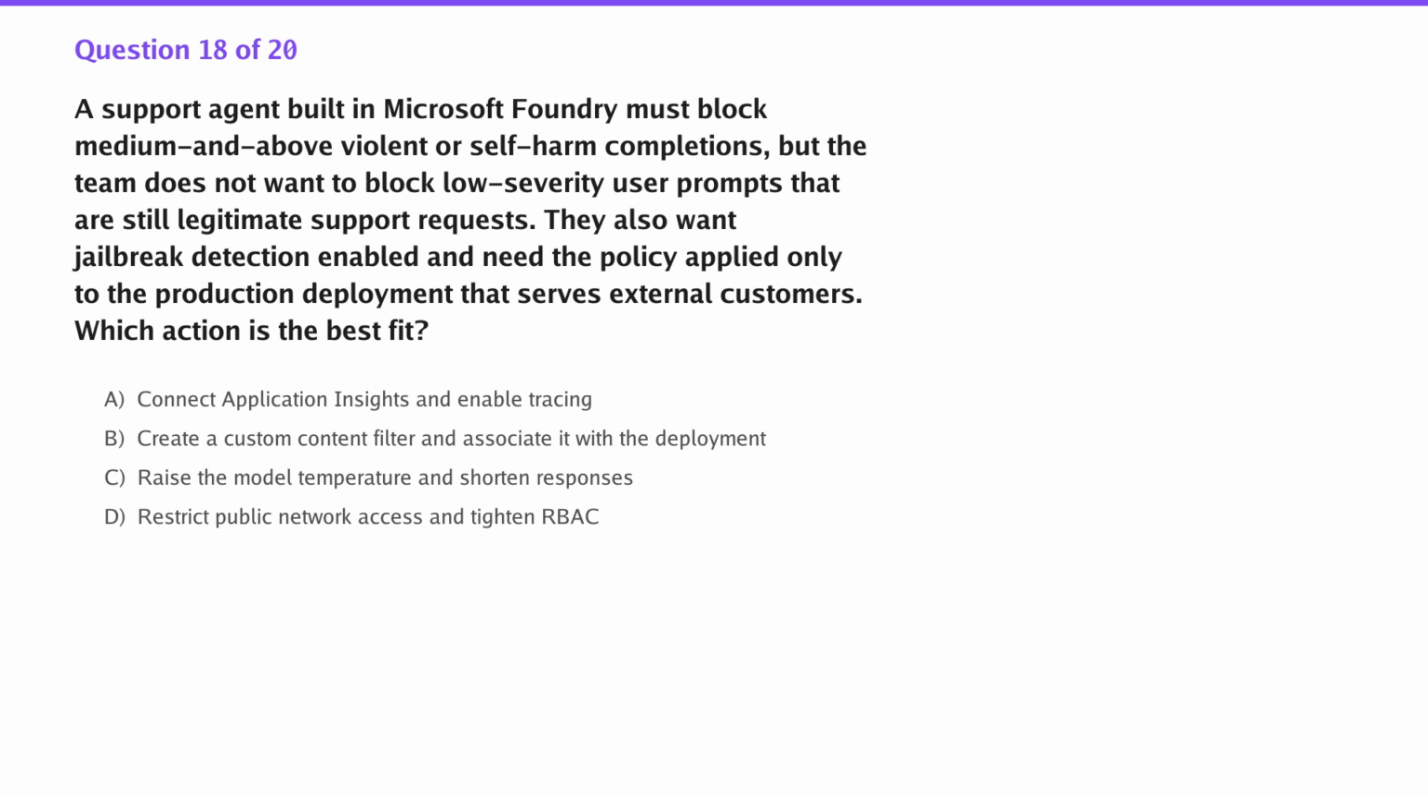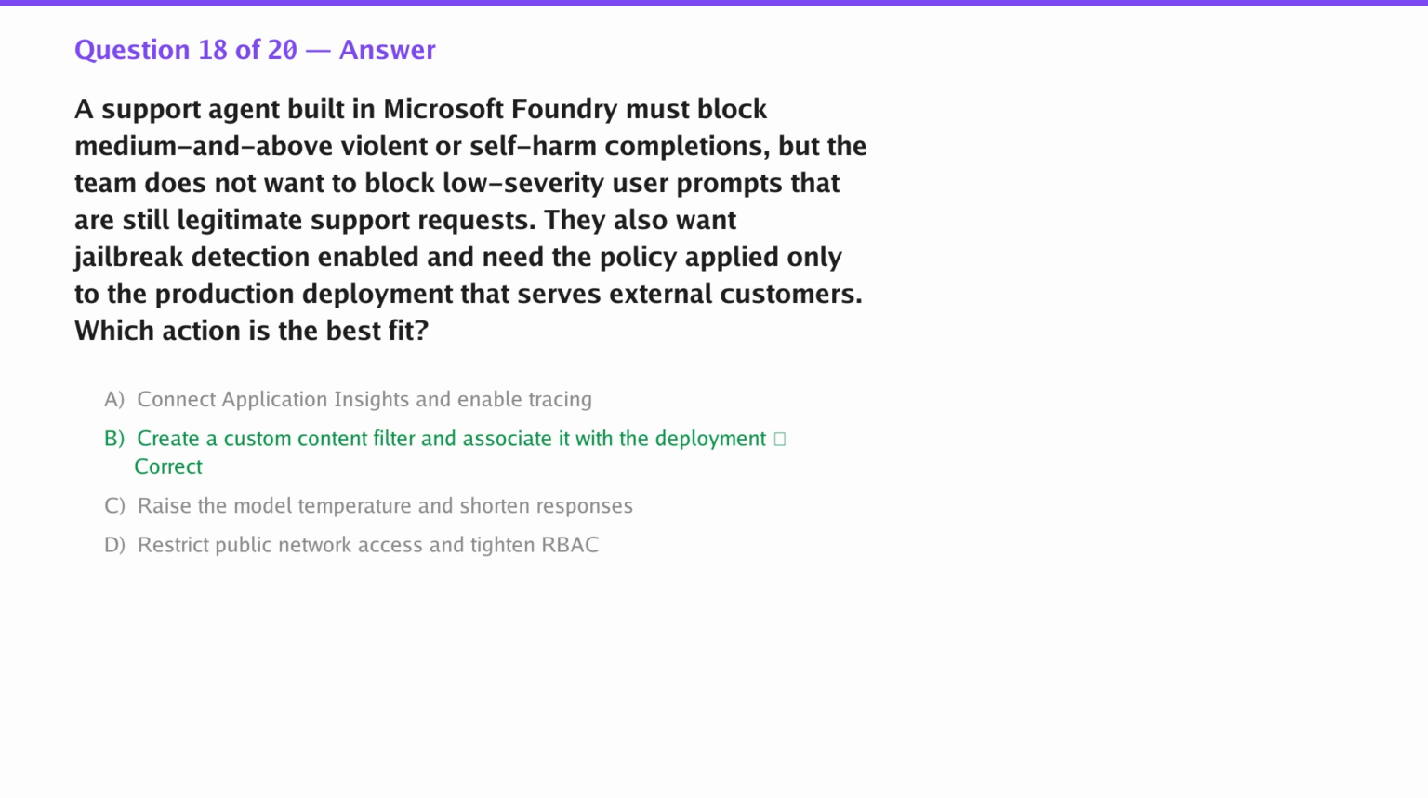Option A, connect Application Insights and enable tracing. Option B, create a custom content filter and associate it with the deployment. Option C, raise the model temperature and shorten responses. Option D, restrict public network access and tighten RBAC. The correct answer is Option B, create a custom content filter and associate it with the deployment.